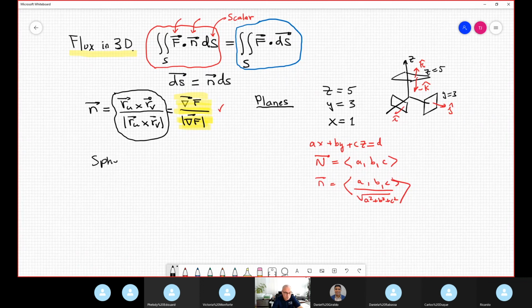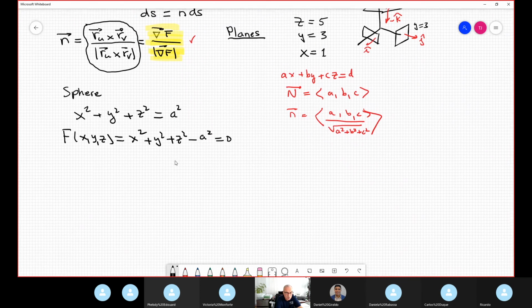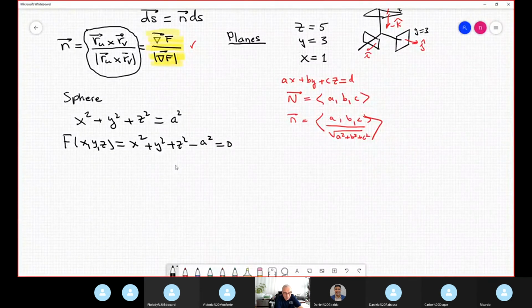Suppose a sphere. Now the equation for the sphere is x squared plus y squared plus z squared equal, let me call the radius, a squared. Then you determine the implicit formula: x squared plus y squared plus z squared minus a squared equal to zero. You may say, well, professor, what is the reason you can move it to the left or to the right? Depending, you move it anyway.